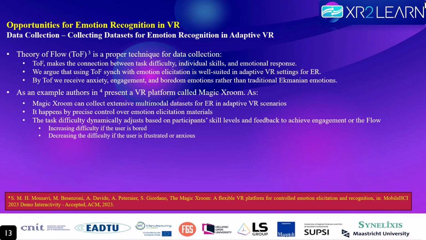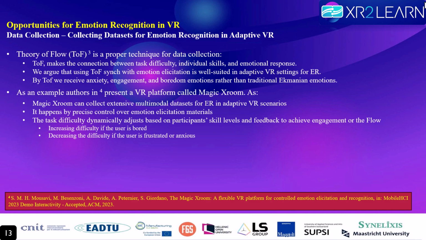As an example, theory of flow, or TOF, is a proper technique for data collection. Theory of flow makes the connection between the task difficulty, individual skills, and emotional response. We argue that using TOF in sync with emotion elicitation is well suited in an adaptive VR setting for ER. By TOF, we receive anxiety, engagement, and boredom emotions rather than traditional Ekmanian emotions.